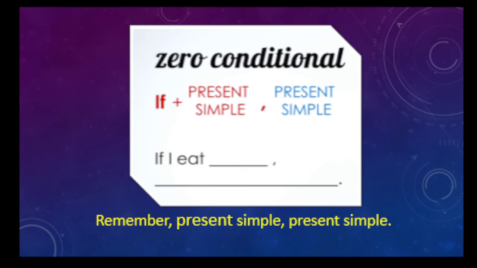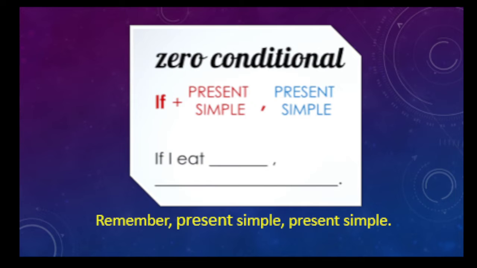Now, let's move on. So, again, zero conditional, paano siya isusulat, paano siya i-compose. In the if clause, you use the present simple tense of the verb. In the result clause, you also use the present simple tense of the verb. Okay? What do you notice in between the if clause and the result clause? Mayroong ginagamit na, anong ginagamit? Comma. Okay? So, to separate the if clause and the result clause.